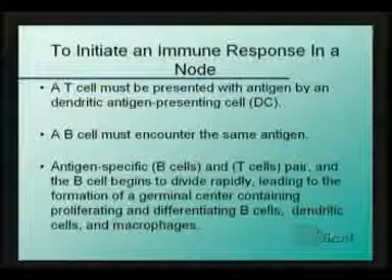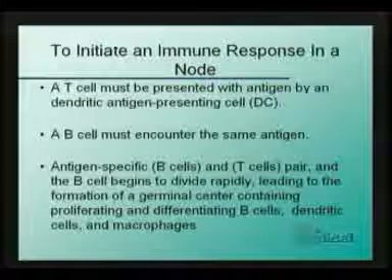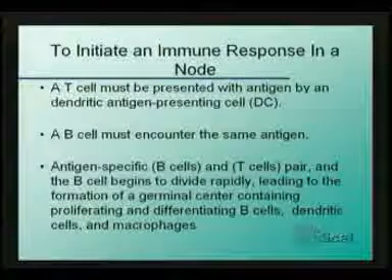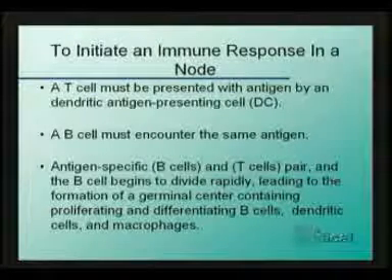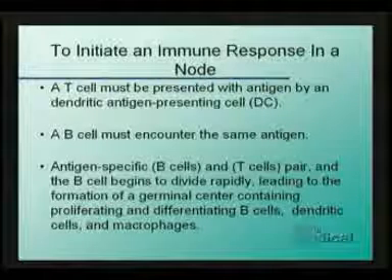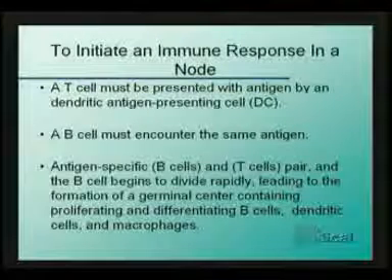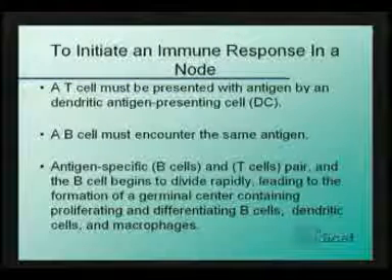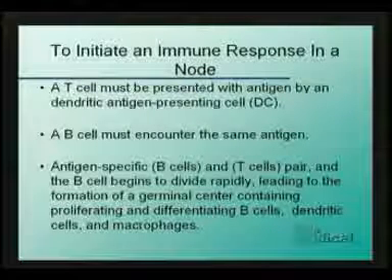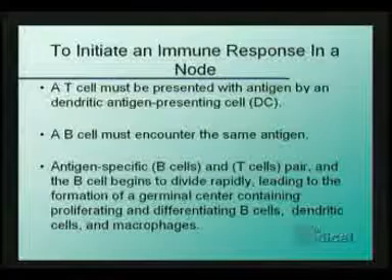Finally, in order to initiate an immune response, obviously there has to be an interaction between a B cell and a T cell and a corresponding antigen-presenting cell or a dendritic cell. And once the antigen-specific B and T cells pair, the B cells begin to divide rapidly, leading to the formation of the germinal center in the outer cortex and the subsequent proliferation and differentiation of B cells. And obviously dendritic cells and macrophages would be present in this area as well.